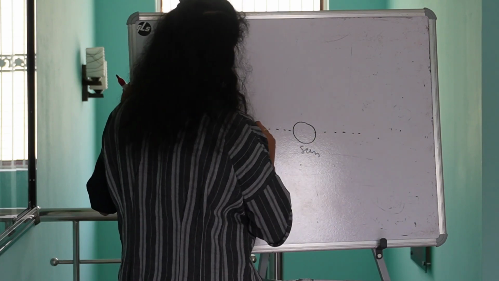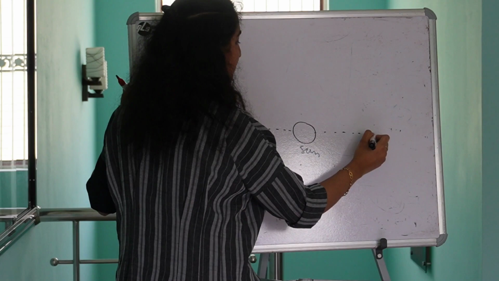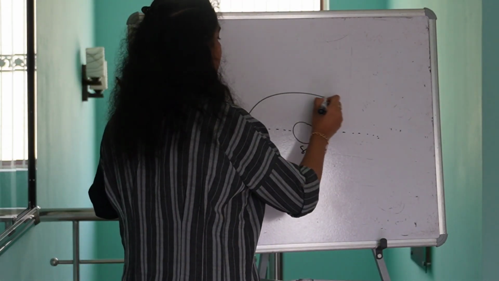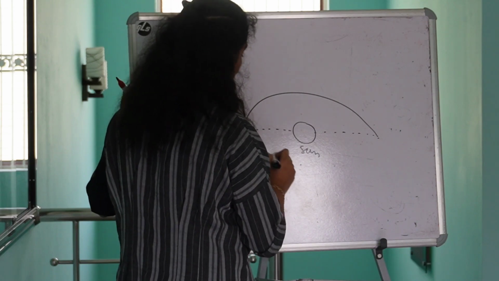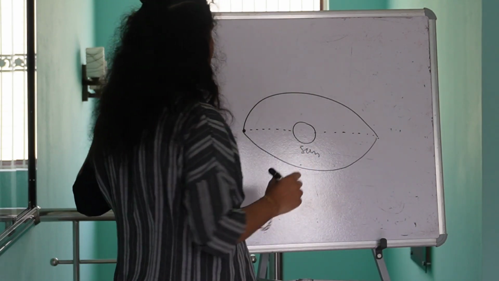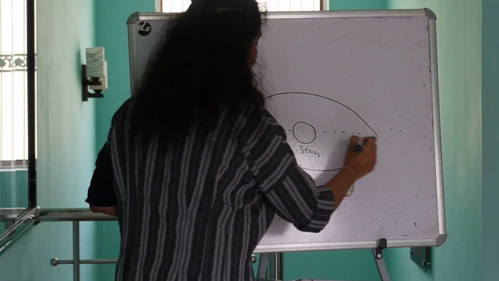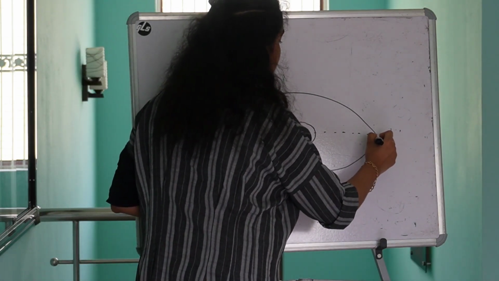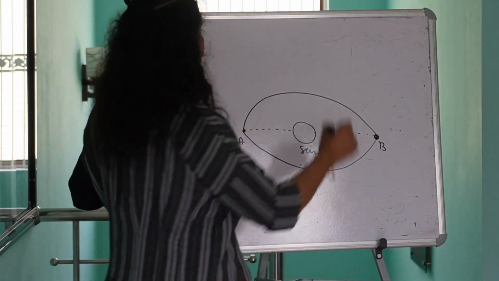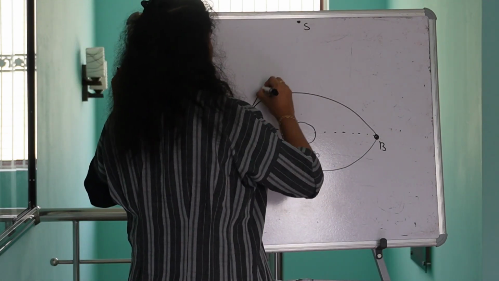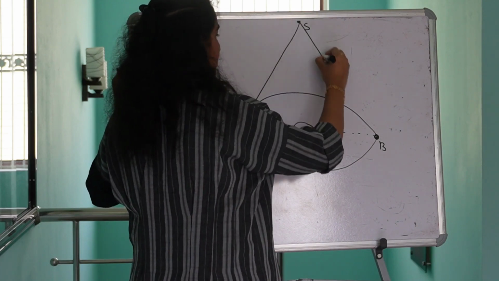Yes. This is earth, and we know earth is revolving around the sun, isn't it? So this is the orbit of the earth. Initially the earth was here at point A, and after 6 months the earth reached point B. Is it clear? So this is my star. Yes. So I am viewing the star.